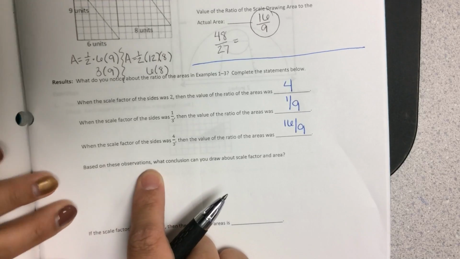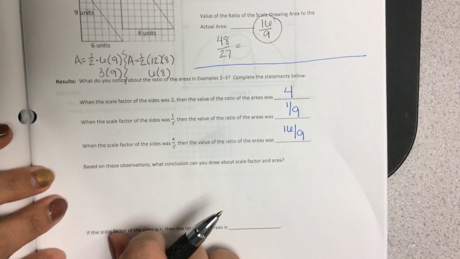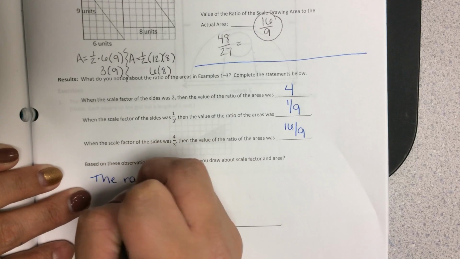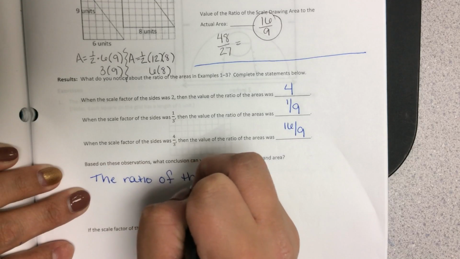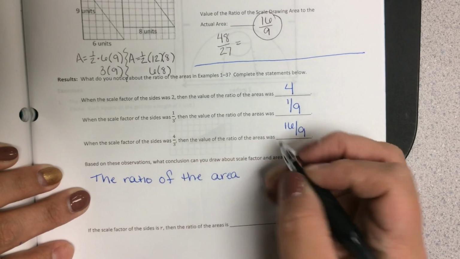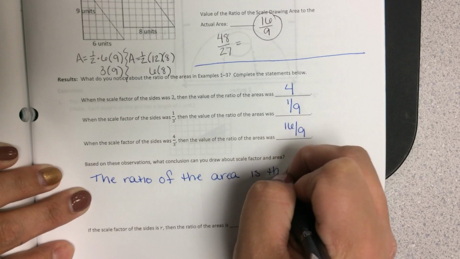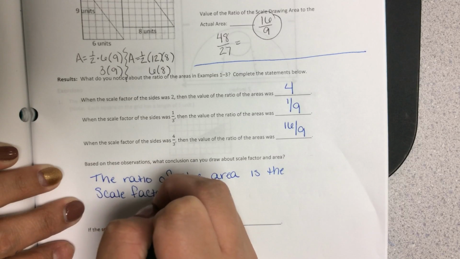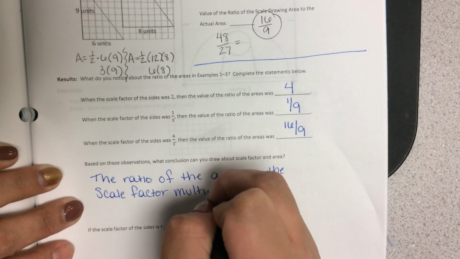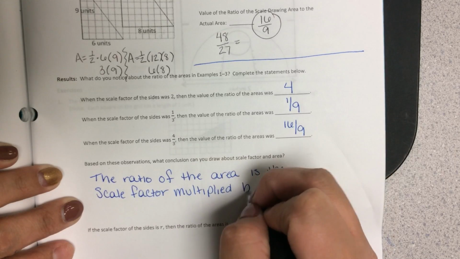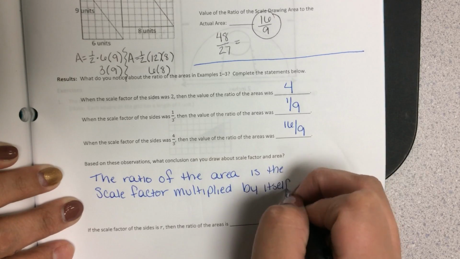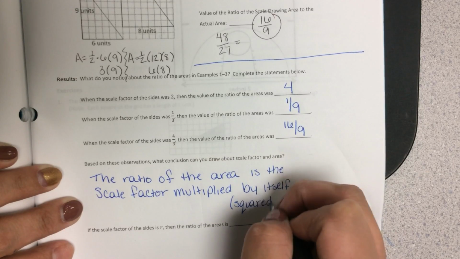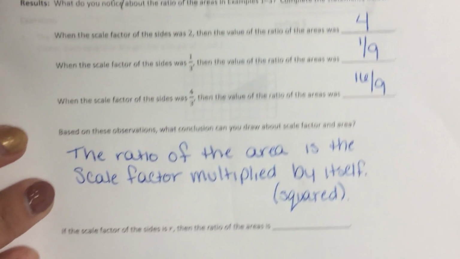So based on these observations, what conclusion can you draw about the scale factor and area? So let's write a sentence. The ratio of the area is the scale factor multiplied by itself. Or maybe you want to say that it was squared. Same thing. Multiplied by itself or squared. Okay, so pause the video here and get that written down.